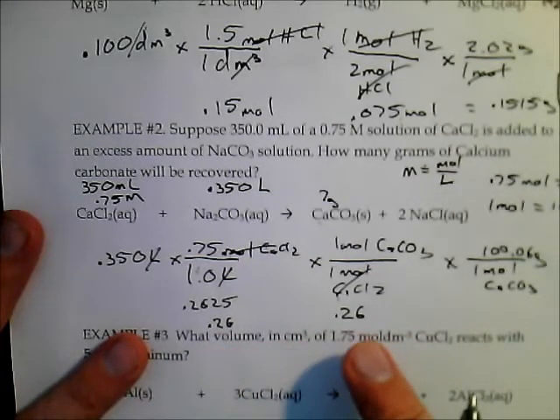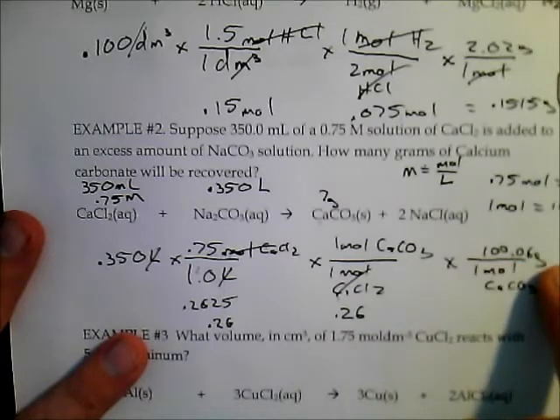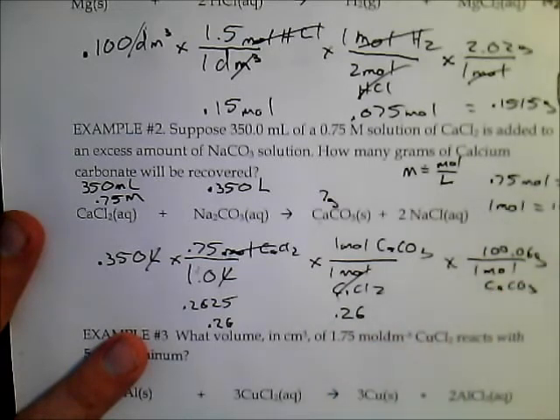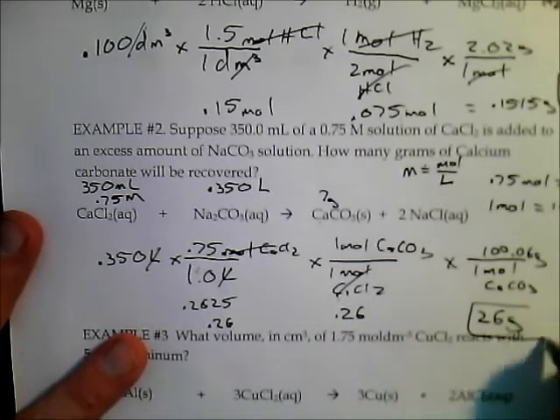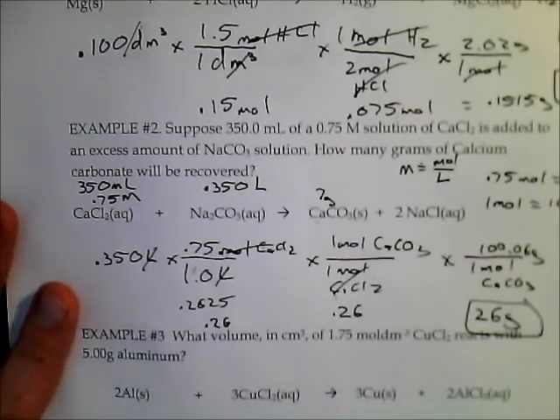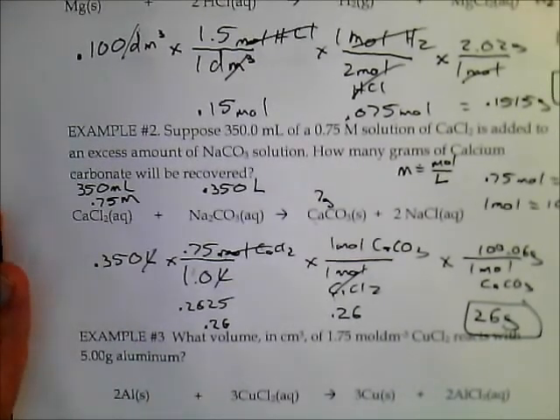0.26 moles. Mole ratio is 1:1, so same number of moles of calcium carbonate. So 0.26 times 100.06. We're only going to have 2 significant figures here, so basically 0.26 times 100. You're going to have 26 grams there.